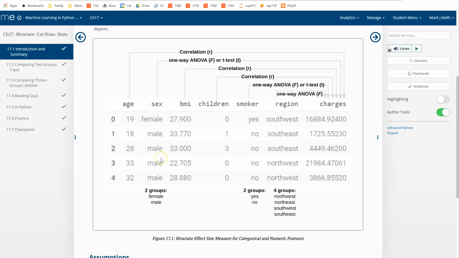We don't say there are 8 groups in this data set because that's how many there are across all 3 categorical features. No, we won't refer to groups across all features. We refer to them within a single feature.